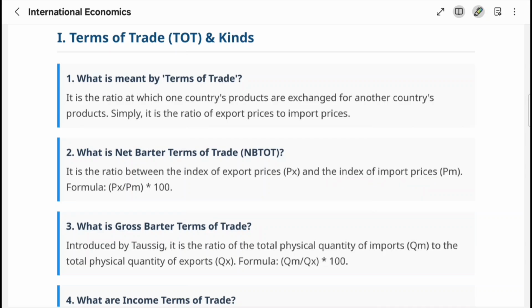Question 3. What is gross barter terms of trade? Introduced by Taussig, it is the ratio of the total physical quantity of imports to the total physical quantity of exports.